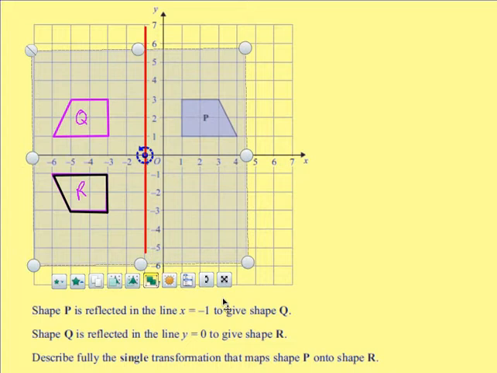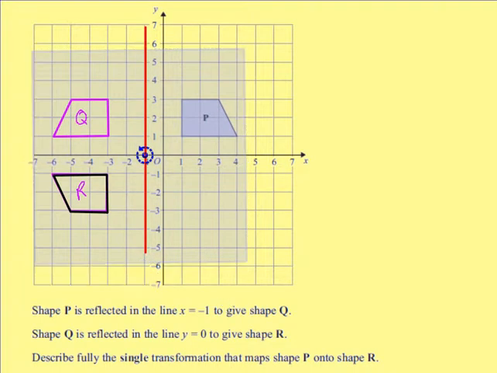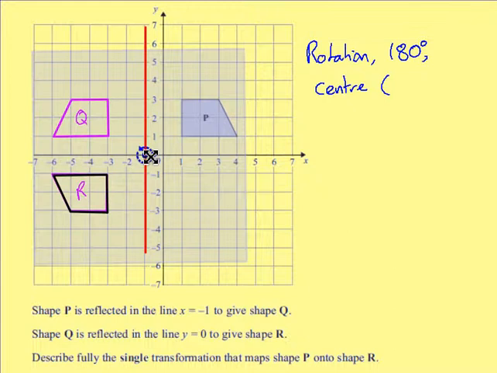Now we just need to describe that, and we need to be describing this fully, very clearly. So we need to say that it's a rotation 180 degrees, and finally we need to give its centre. So where did I have to put my pencil to rotate that shape? So the centre for this rotation was the point (-1, 0).